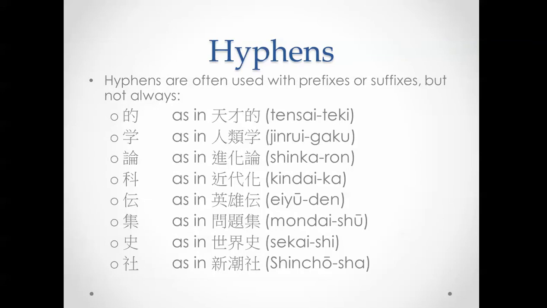How about hyphens? We were just looking at a hyphen. Hyphens are used with prefixes or suffixes, but there isn't a hard and fast rule. So I'm giving you a few examples here. Teki, as in something that's like something. Tensai teki. Gaku, jinrui gaku, some sort of academic discipline. Ron, shinka ron. Ka, kindai ka. Oh, there's a typo there. My apologies. That ka should be this ka. Den, eiyu den. Shu, mondai shu. Shi, sekai shi. Sha, shinchou sha. This one is particularly tricky. I've seen a lot of people romanize company without the hyphen there.